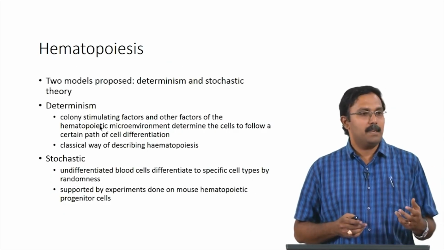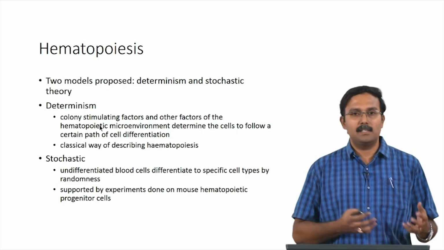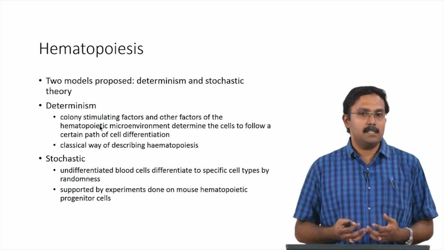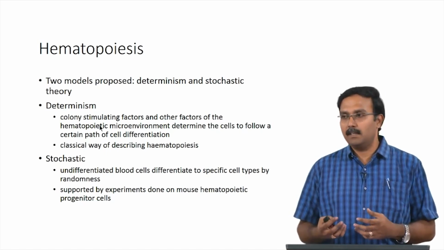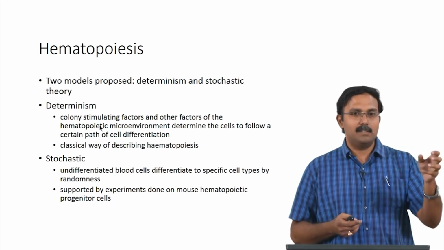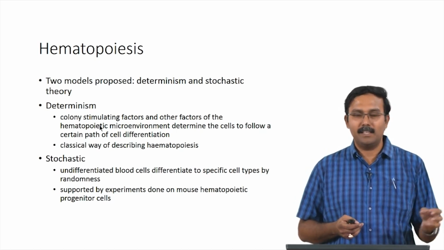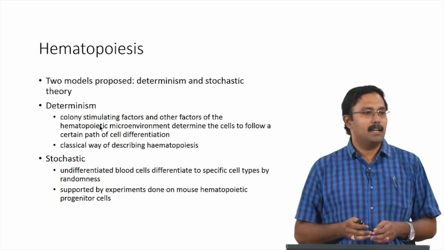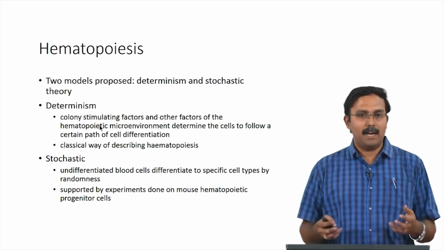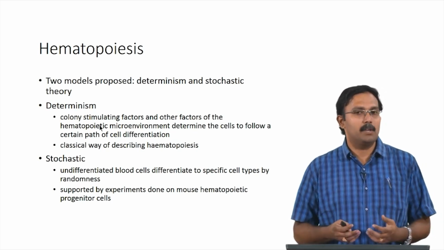Okay, hematopoiesis can actually be modeled, and there are 2 theories for modeling it. One is the deterministic model and the other is the stochastic model. The deterministic model is the classical way of describing hematopoiesis. What we saw is a deterministic model, where this environment provides a particular condition and the cell goes into a particular pathway, and there is no real randomness to this process. It just depends on the factors, the colony stimulating factors and other factors present in the microenvironment.